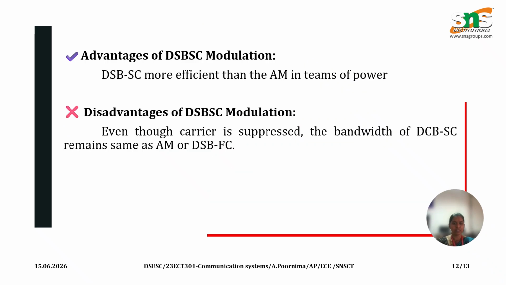We'll see the advantages and disadvantages of this modulation technique. When compared to the AM signal, in DSBSC the power is saved by suppressing the carrier, but the disadvantage of this technique is that AM and DSBSC both have the same bandwidth, that is 2 fm. So there is no bandwidth efficiency improvement. This is the main drawback of using DSBSC.